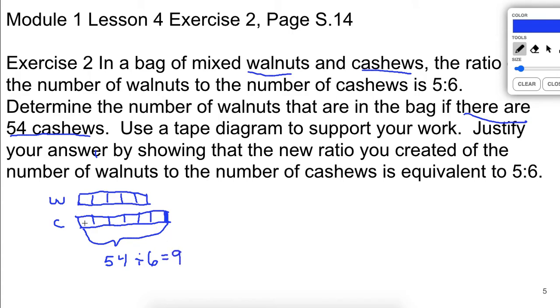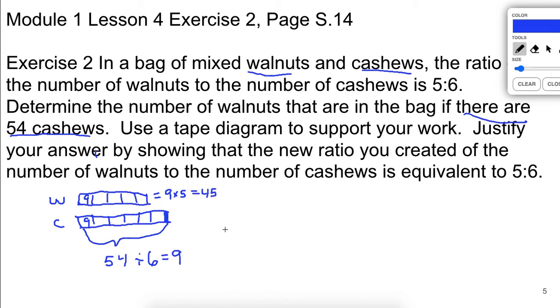So that means each one of these boxes or bins is 9. And so this one up here would equal 9 times 5. So that's how many walnuts there are. 9 times 5, so that would be 45.